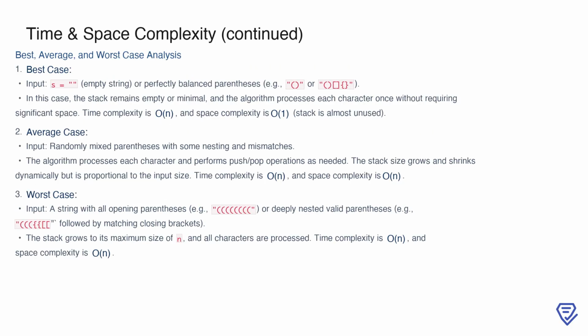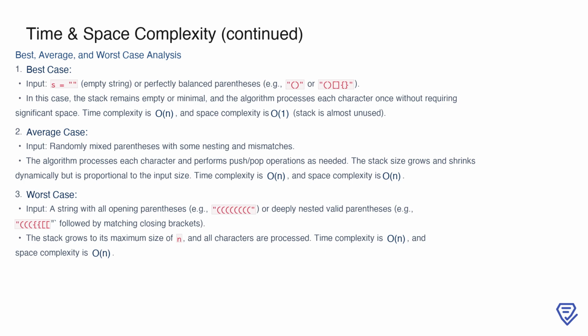To understand the algorithm's performance better, we can analyze it across different cases. In the best-case scenario, the input is either an empty string or consists of perfectly balanced parentheses, such as, or. Here, the stack is barely used, and the algorithm processes each character exactly once, resulting in O(n) time complexity and O(1) space complexity.